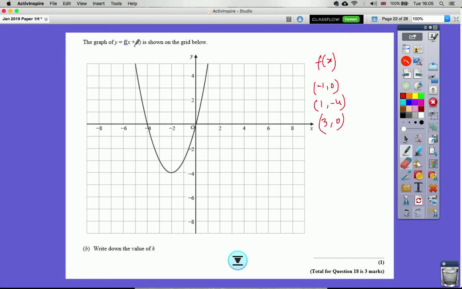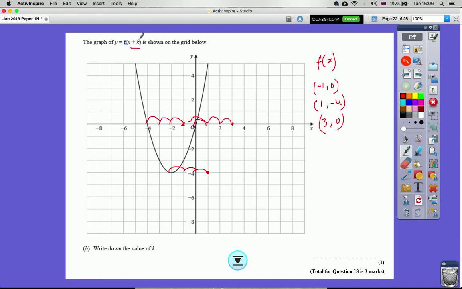Again, you see f of x plus k. It's inside the brackets. It will affect the x coordinate in the inverse way. That means the 3 coordinates were here. Now they've all moved 1, 2, 3 units to the left. Look, 1, 2, 3 units, 1, 2, 3 units.